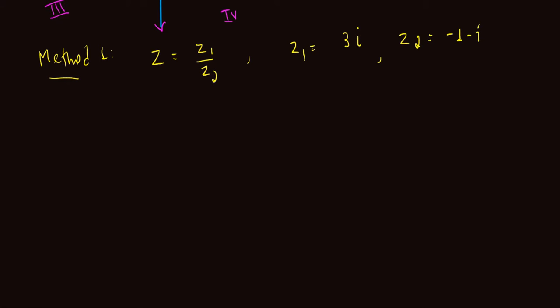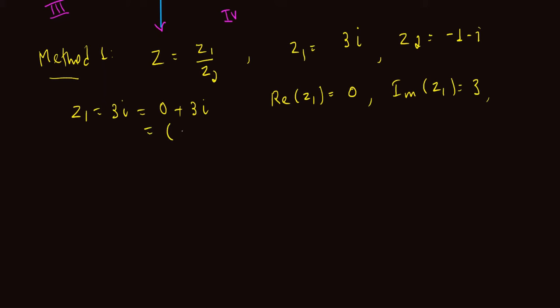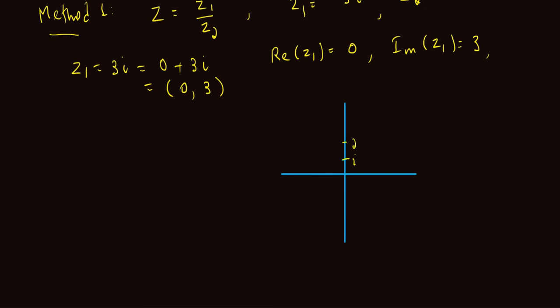So we need to find the argument of both. For z1, the real part of z1 is 0 and the imaginary part of z1 is equal to 3. That means z1 can be written as 0, 3. In our coordinate system this is the point, which means that since x is 0, z1 lies on the imaginary axis. Positive i, positive 2i, positive 3i divide the imaginary axis in this way.